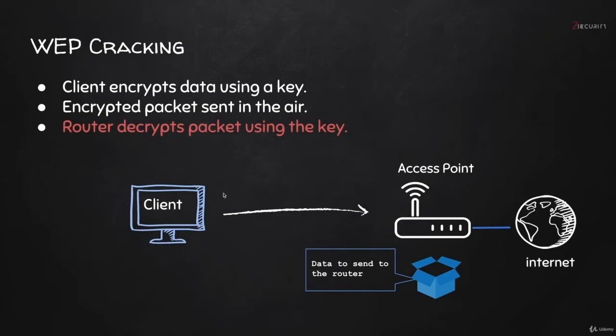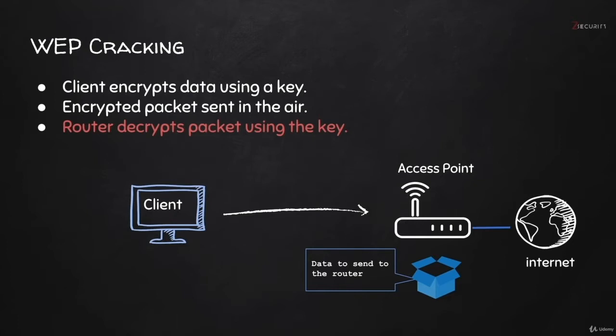So the concept is always the same. The transmitter encrypts the data using a key, sends it to the receiver. The receiver is able to decrypt it because it also has the key. Therefore, anybody who captures the packet in the middle, they will get the packet, but they won't be able to see the contents because they do not have the key.